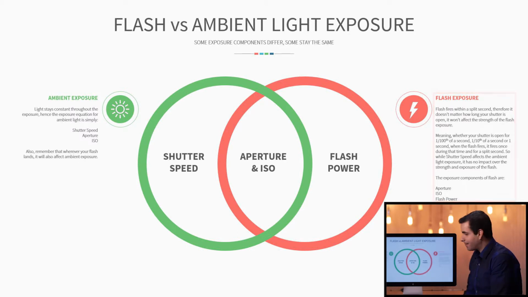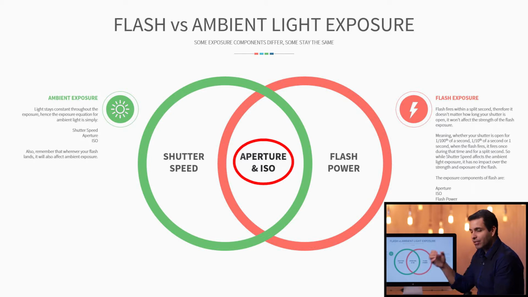But what stays the same? Well, your aperture and your ISO, they stay the same regardless of whether you're exposing for constant or ambient light, or whether you're exposing for flash. For example, aperture, if I close down my aperture, it's gonna cut down the amount of ambient light that's able to come in, right? It shrinks it down. Well, it also cuts down the amount of flash that's able to come in just the same as ambient light.